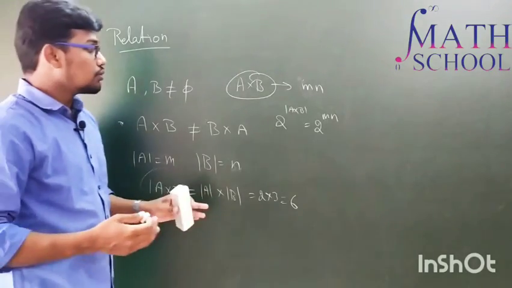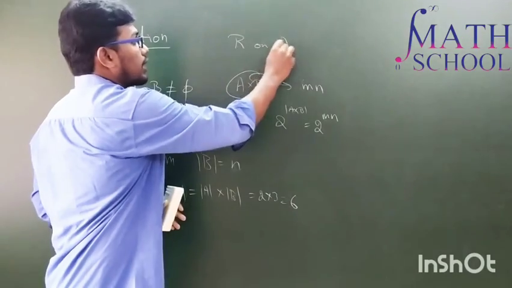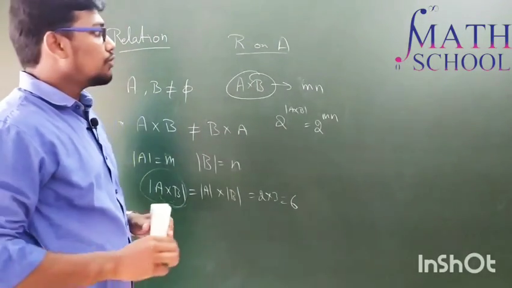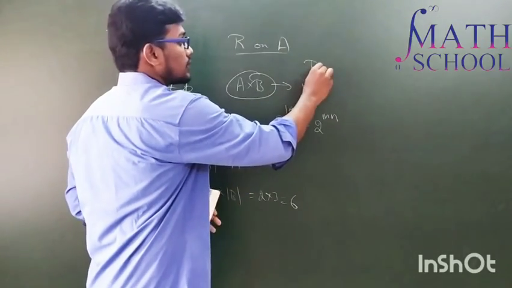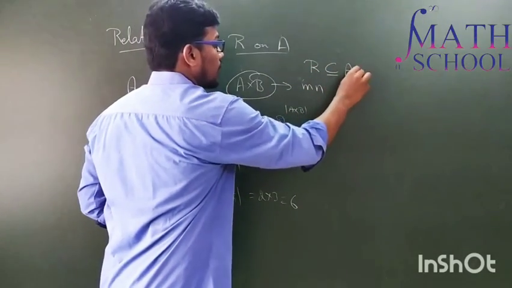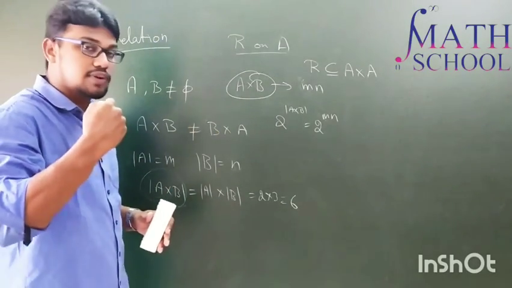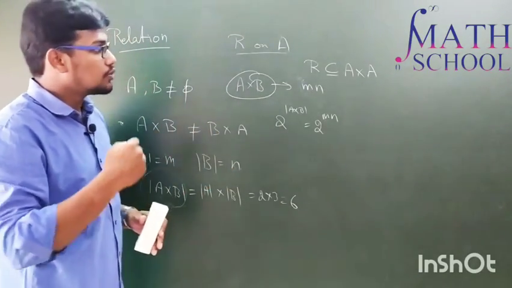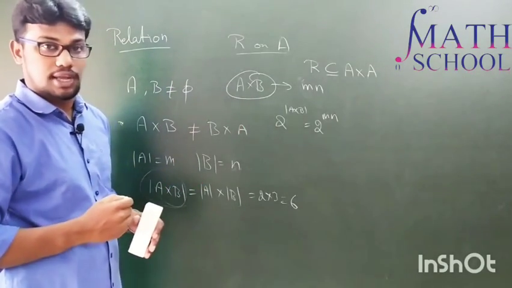Sometimes in books they say, let R be a relation on A. What do we mean by R is a relation on A? They mean R is a subset of A cross A, which means R is a relation from the set A to A. That is what they mean by R is a subset of A cross A.